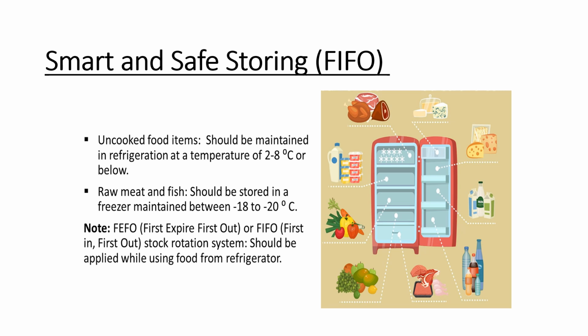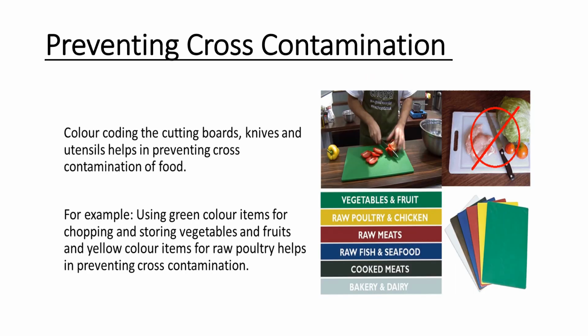Uncooked food items should be maintained at refrigerator temperature, 2 to 8 degrees. Raw meat and fish should be stored in the freezer between -18 and below. Color coding of cutting boards should also be followed because it prevents cross contamination. For example, use green color for chopping vegetables, yellow for raw poultry, and others.